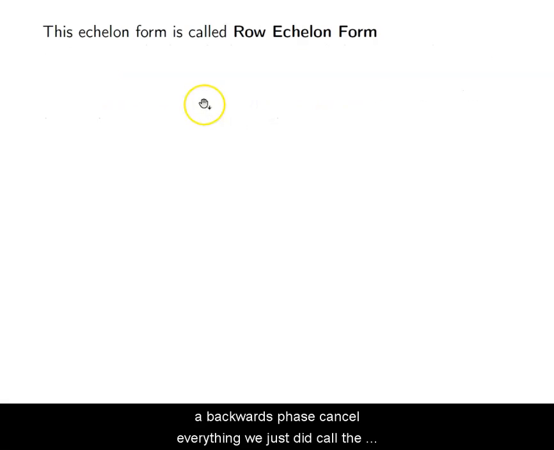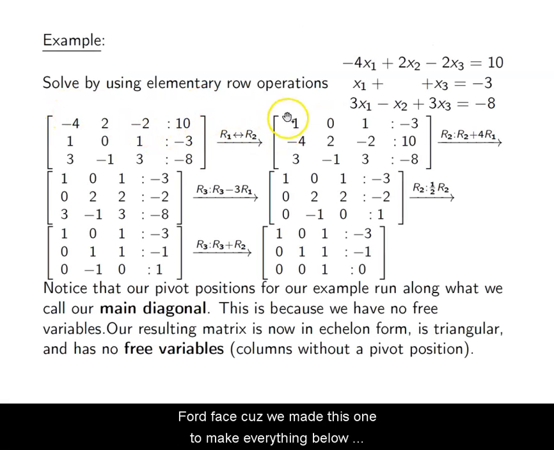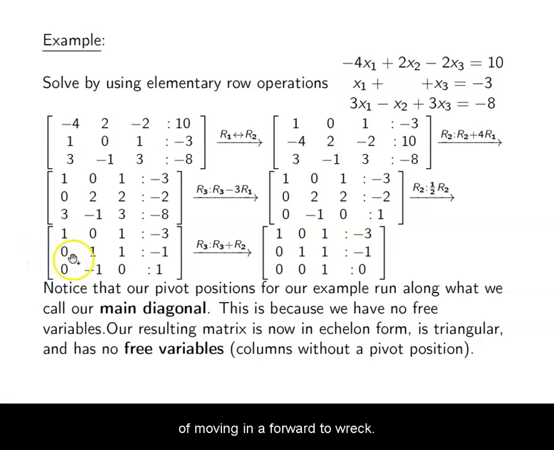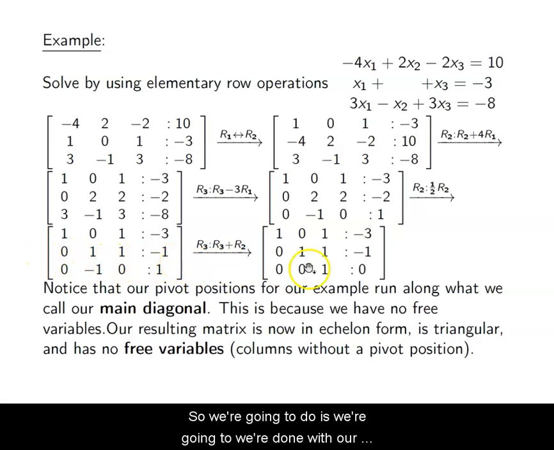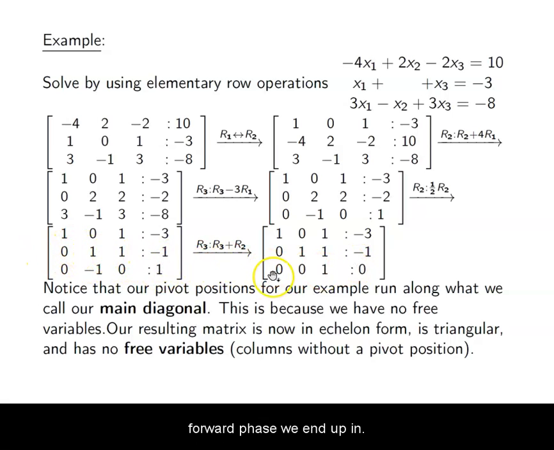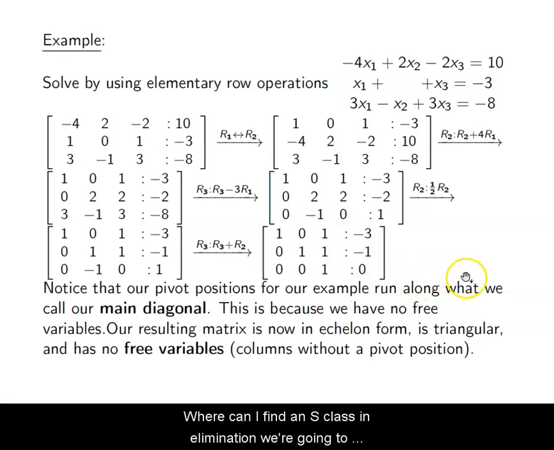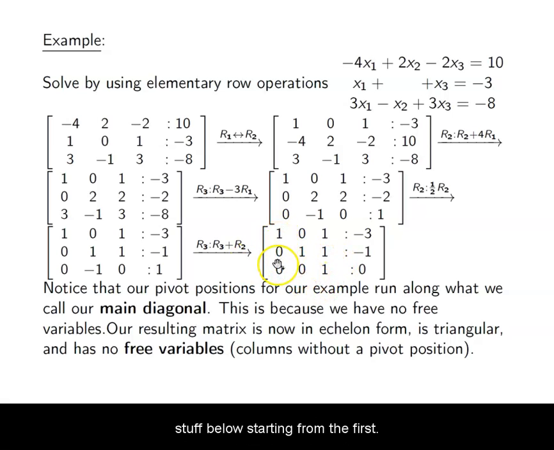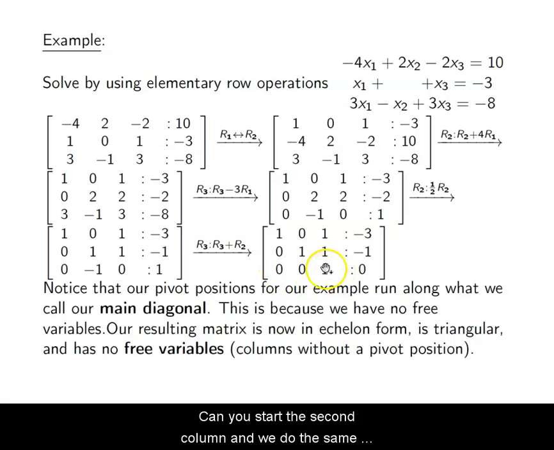Everything we just did is called a forward phase because we made this 1, then made everything below it 0, then made the next one 1, then the next one 0. We're moving in a forward direction. When we're done with our forward phase, we end up in a triangular form or reduced echelon form. And that's Gaussian elimination. We're going to move in a backwards phase where we do the same thing, but instead of doing it to the stuff below, we start at the second column and do the same thing to the stuff above.